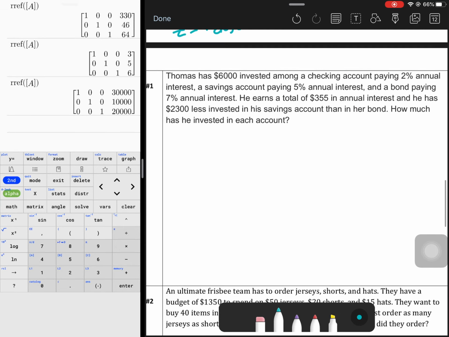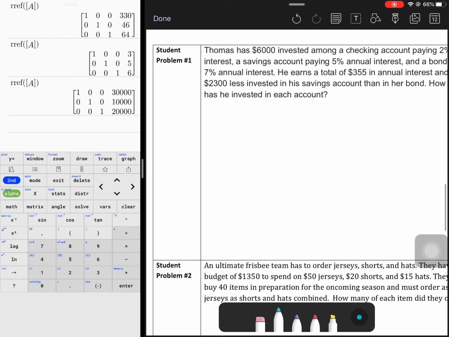So it's your turn to try a couple problems on the student examples.